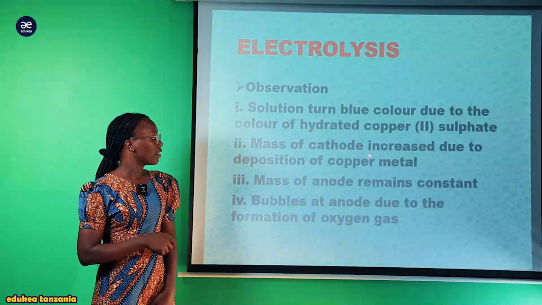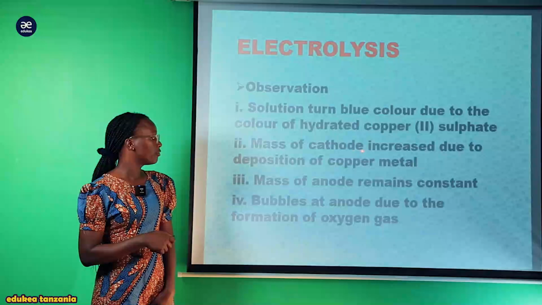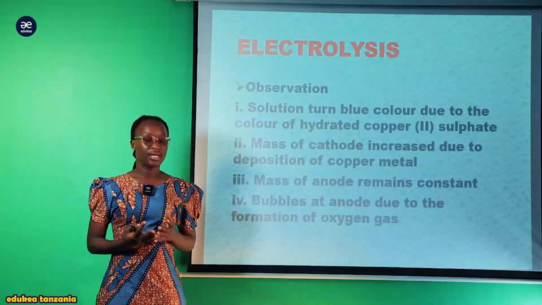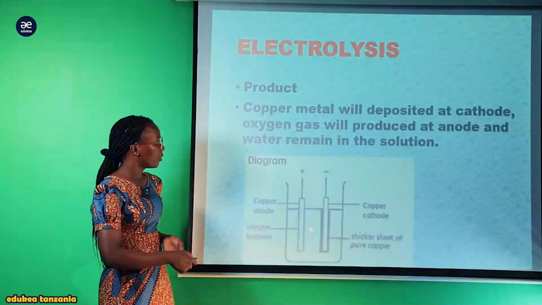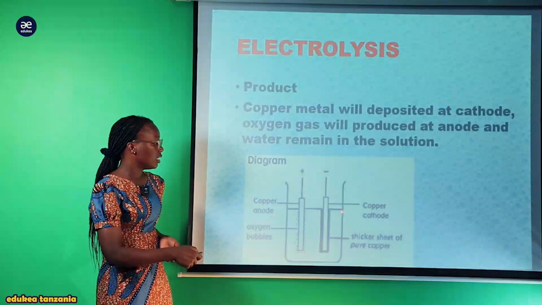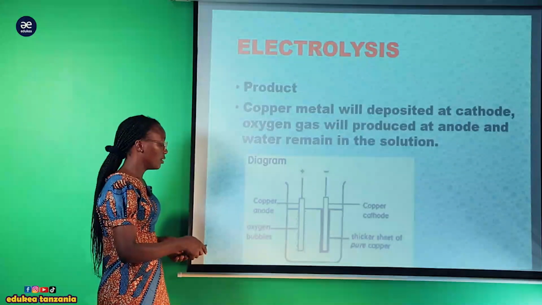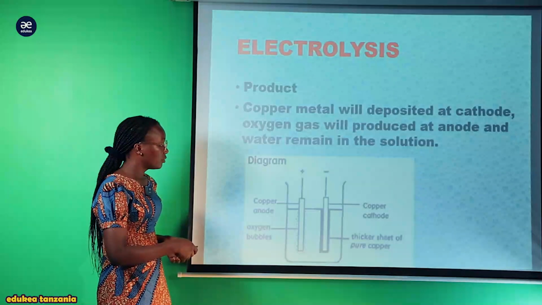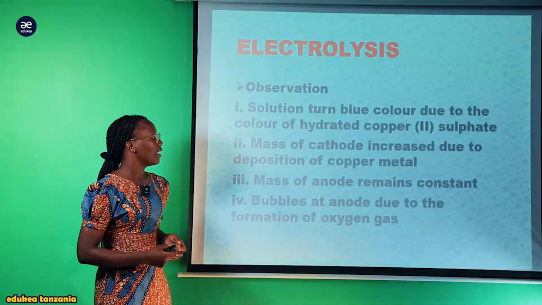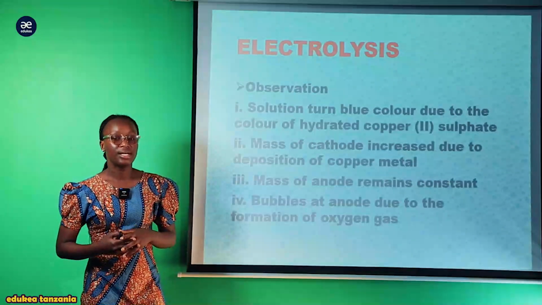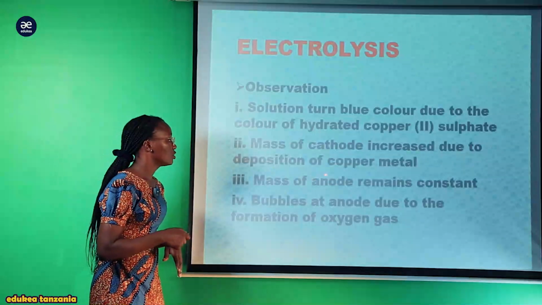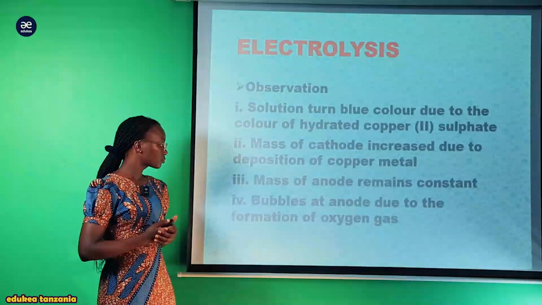Another is the mass of the cathode increases due to the deposition of copper metal. Mass inaongezeka. Kama ulivyoona kwenye mchoro hapo kuna deposition, this mass of copper inakuwa deposited on the cathode, I mean the cathode electrode. So the mass of the cathode increases due to the deposition of copper metal.